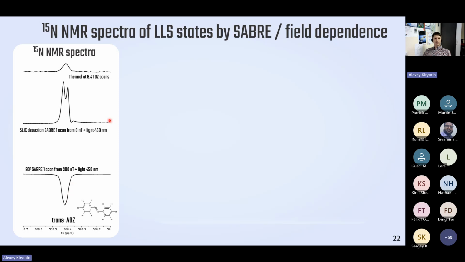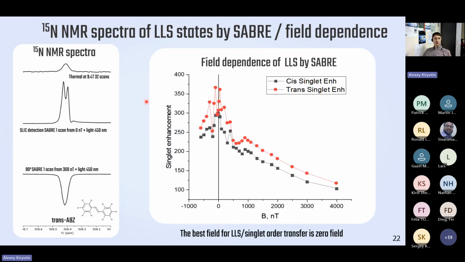It was interesting to investigate the magnetic field at which photo-SABRE is most effective in populating long-lived states. It turned out that zero magnetic field is the most efficient. The small dip here in the center is an artifact of the experimental setup near zero field. A residual transverse field component of about 30 to 50 nanotesla remains, which can significantly affect measurements in this range.